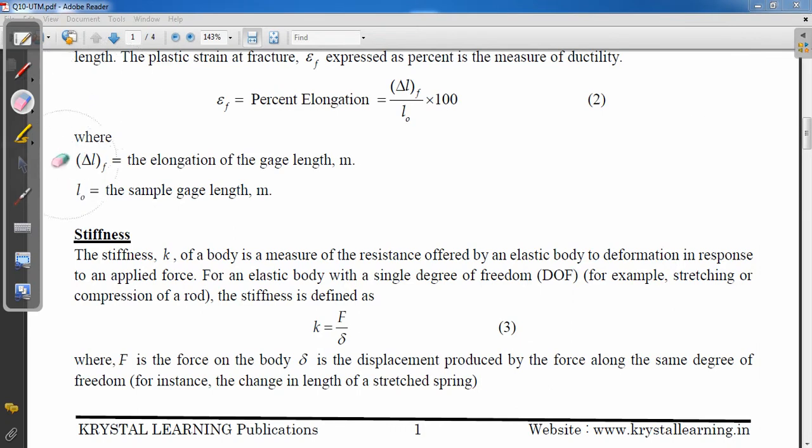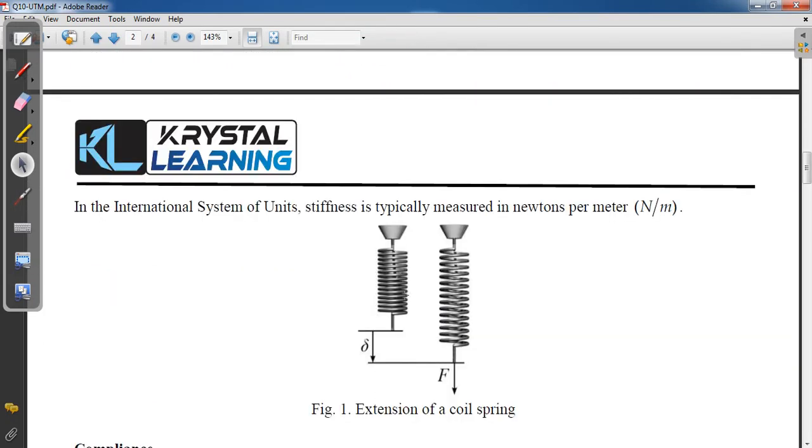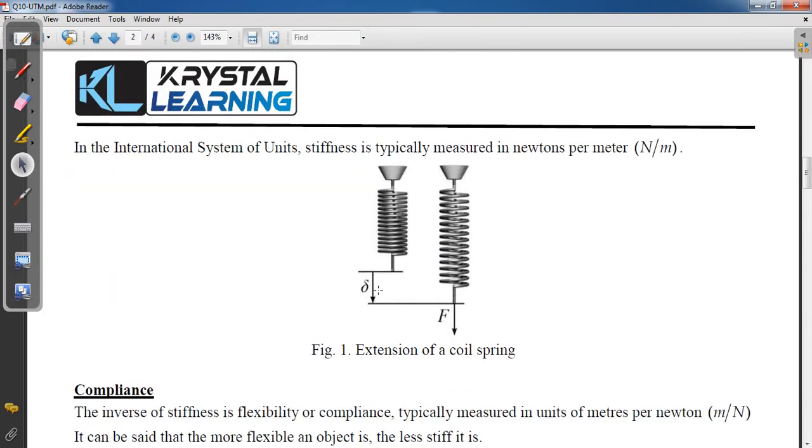So what is stiffness? Stiffness of a body is a measure of the resistance offered by an elastic body to deformation in response to an applied force. When we apply a force on an elastic body, it will try to resist. That is known as stiffness: how stiff a body is. That value is calculated by K equal to F by delta. F is force and delta is the displacement produced by that force. It can be thought of as a spring, F equal to K delta, and the unit of K is Newton per meter.